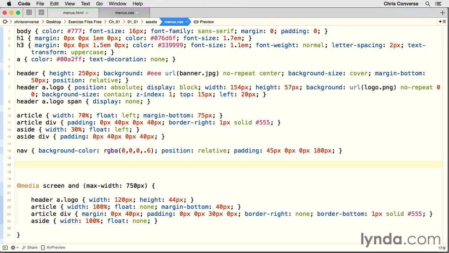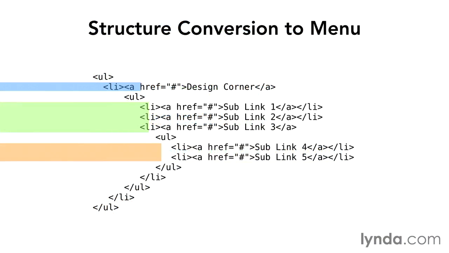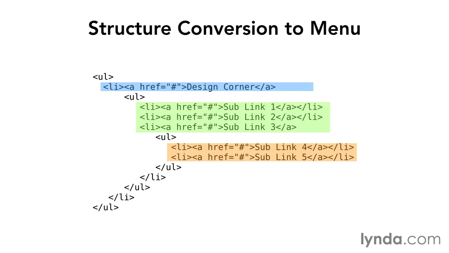Let's come in here and delete this, and we're going to add in some CSS rules that are going to change the layout structure for the menu. Now to visualize what we're going to be doing, we're going to be taking the list items that are at the highest level in the very first unordered list and using these items as the main menu items in the navigation. Then we're going to take the nested unordered lists and restyle those.